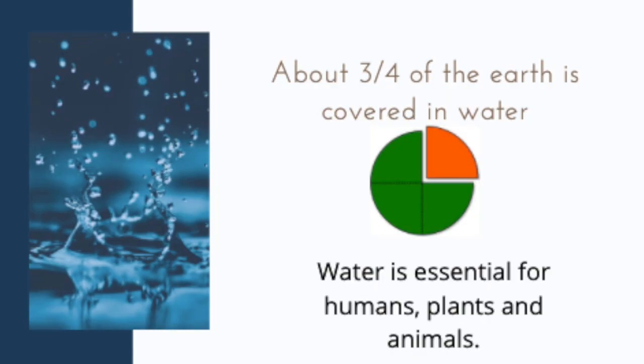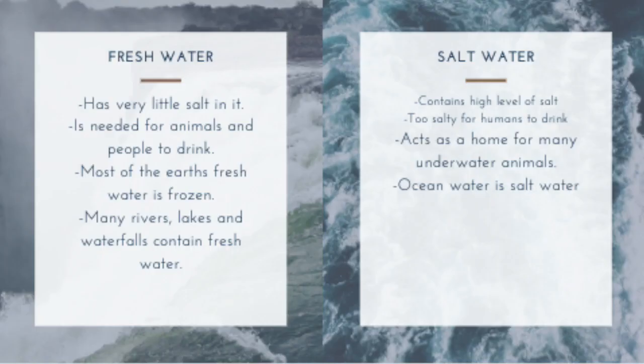About 3/4 of the Earth's surface is covered in water. Water is essential for humans, plants, and animals. There are two types of water: freshwater and saltwater. First, let's look at freshwater. Only a tiny part of the Earth's water is freshwater. Freshwater has very little salt in it. We need fresh water to drink, as well as many plants and animals need fresh water. Rivers and lakes contain fresh water, but most of the Earth's fresh water is actually frozen.